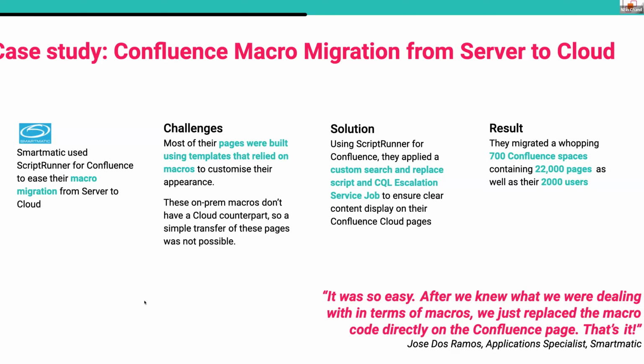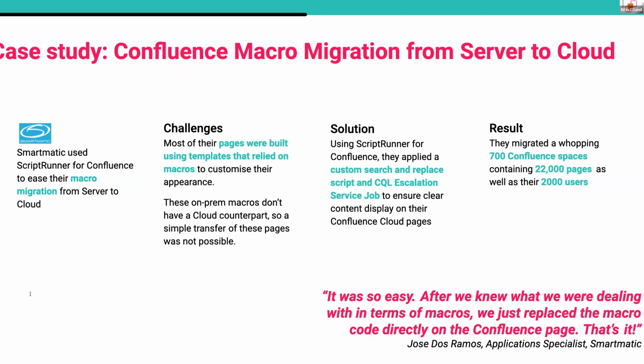The next section, like I said, is about a case study that I want to talk about, which is on migrating Confluence macros from server to cloud. I want to do some context setting here. So we often hear from a lot of our customers that they use a number of macros on their on-prem Confluence instance. And one of the reasons why they are hesitant to migrate to cloud is because they're not sure if all of the macros in use will carry over to their new cloud instance.